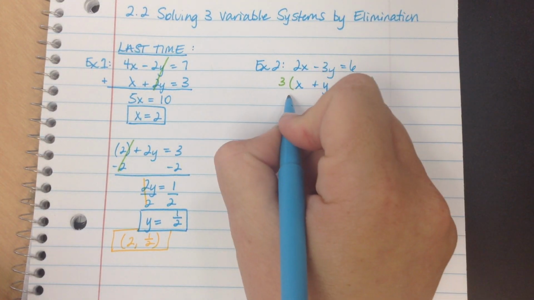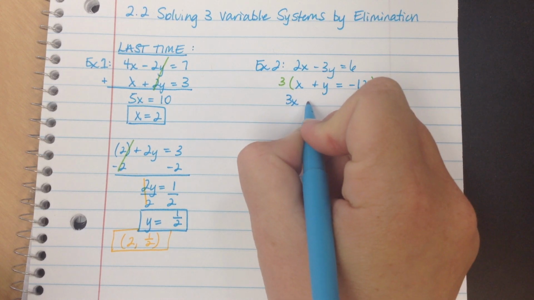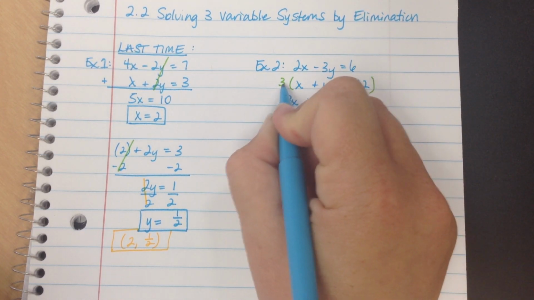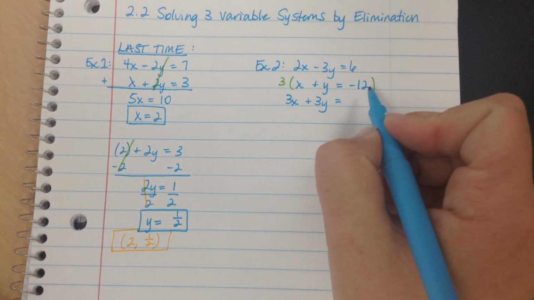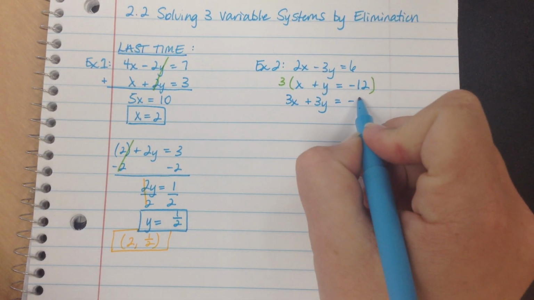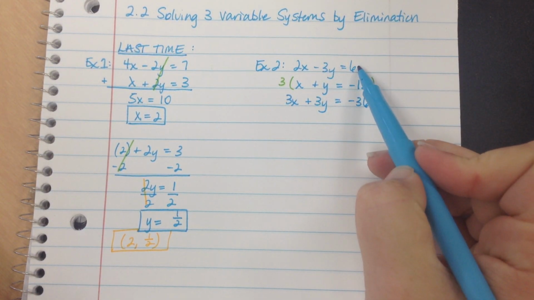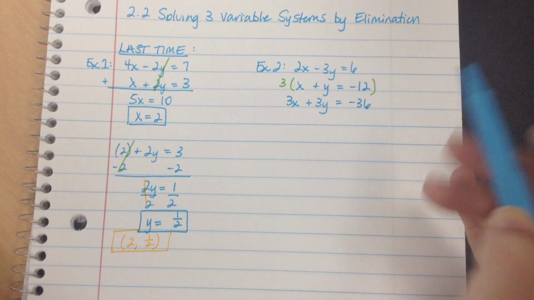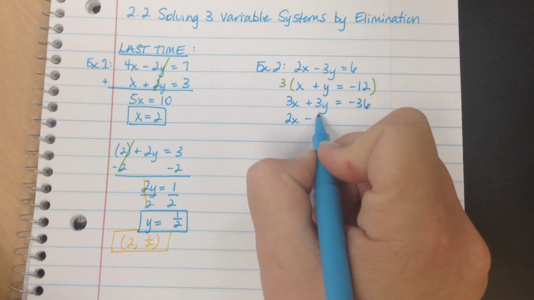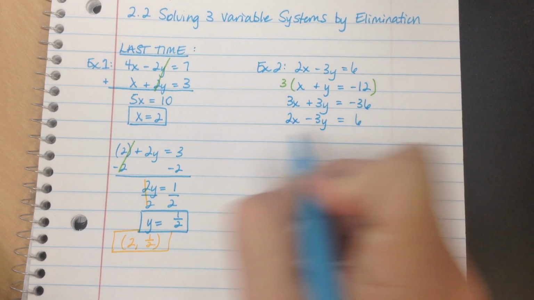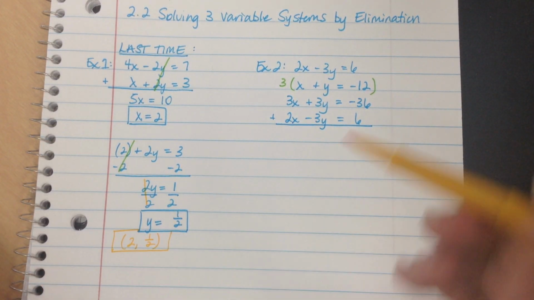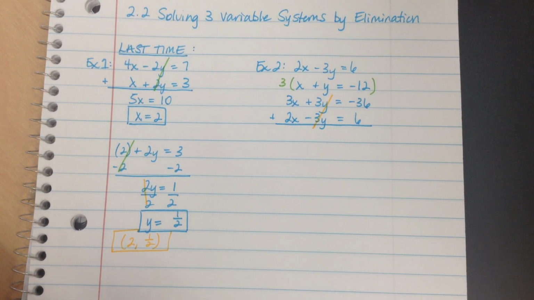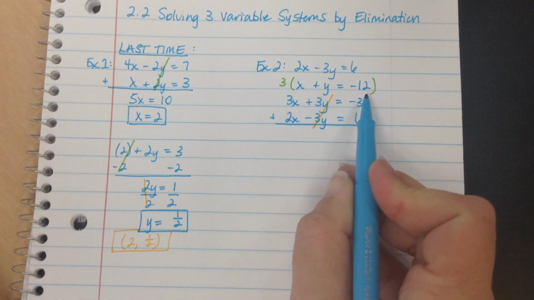So I get 3 times x, which is 3x, 3 times y, which gives me positive 3y, 3 times negative 12. My mental math is terrible, you'll learn that. Negative 12 times 3 gives me negative 36. And I'm going to take this one and just rewrite it down here so that I can see it a little more clearly. 2x minus 3y equals 6. So we'll add these two things together. Notice now my y's cancel, which is what I was wanting. That was the whole point of multiplying the equation by 3.